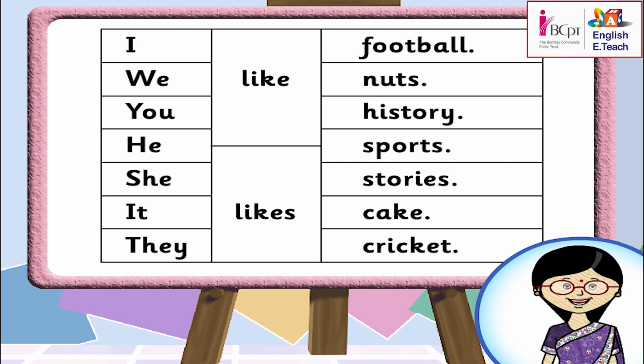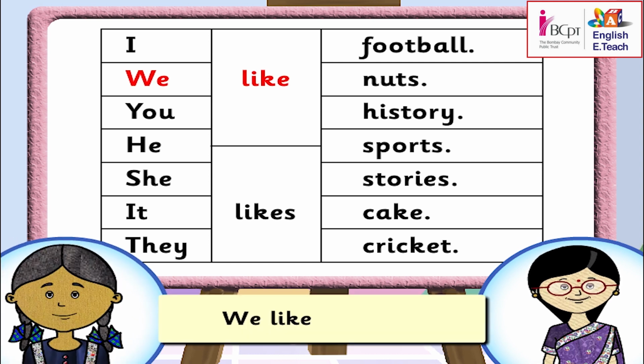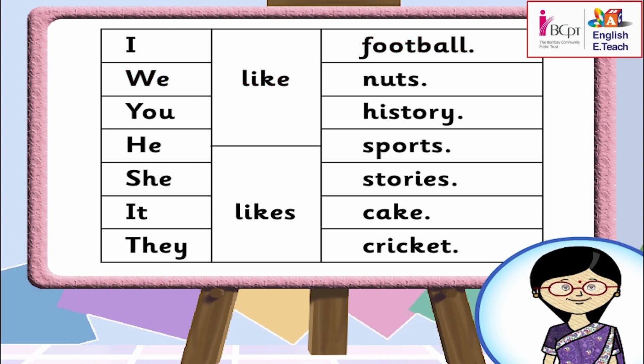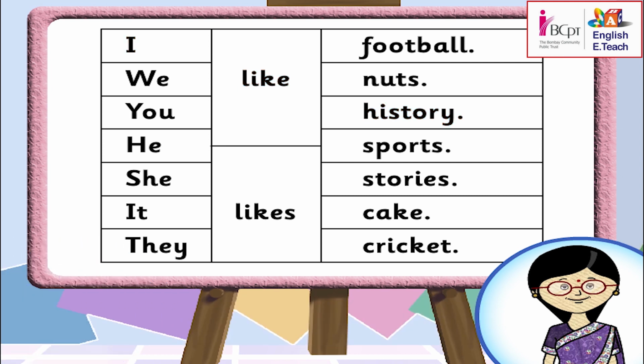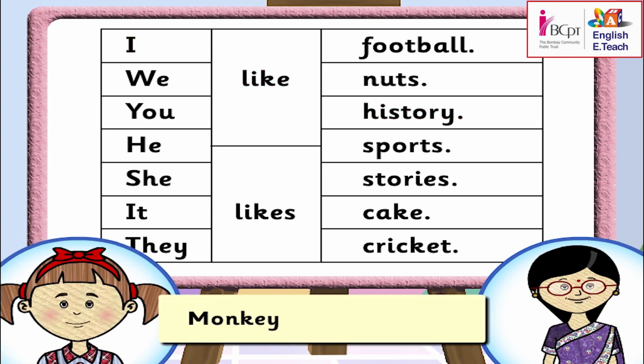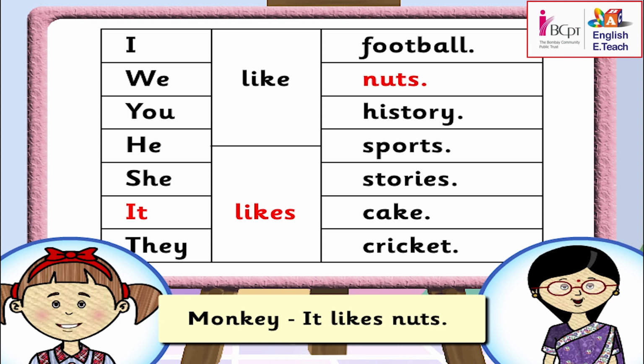Ruchi, please answer this one. Talk about yourself, Priya, Nikhil and Ahmad. We like football. Ahmad, talk about yourself. I like history. A monkey. It likes nuts.